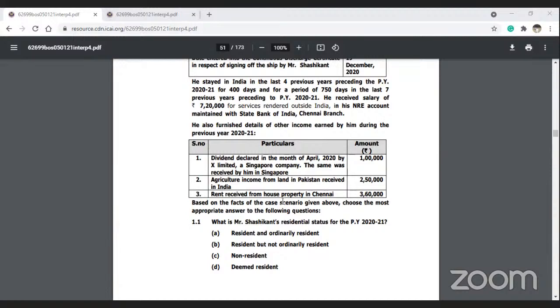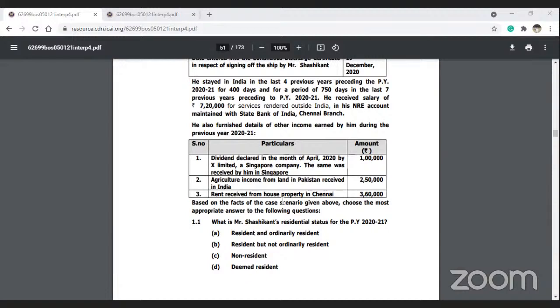Taxable in India. But agriculture income is exempt, na? But it is in India. That is agricultural income accrued outside India, na. So this is taxable. Yes. Okay. The third is rent received from house property in Chennai. This will be taxable. Fully taxable, yes, minus 30% after getting standard deduction of 24.